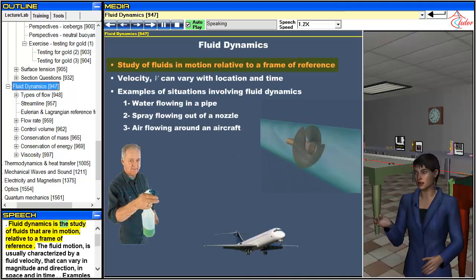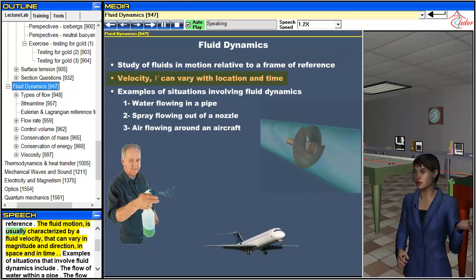Fluid dynamics is the study of fluids that are in motion, relative to a frame of reference. The fluid motion is usually characterized by a fluid velocity that can vary in magnitude and direction, in space and in time.